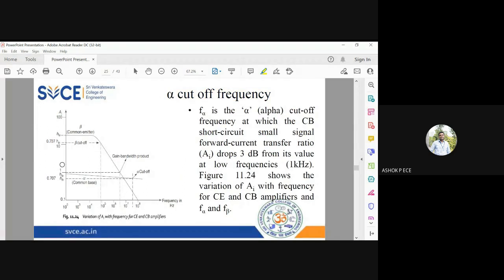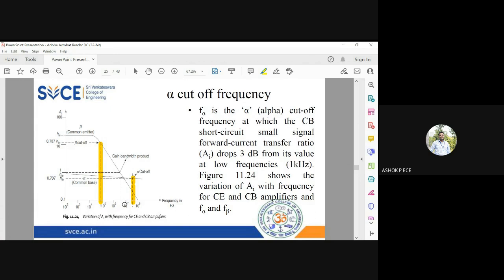So when you draw the frequency response graphs, you see here, first you will have this alpha cutoff frequency coming somewhere here, but the beta cutoff frequency is coming much earlier. You see the difference? So beta cutoff frequency is coming around 10 power 5 hertz, which is equivalent to 100 kilohertz. But you see alpha cutoff frequency is coming somewhere close to 10 power 7 hertz, which is 10 megahertz.